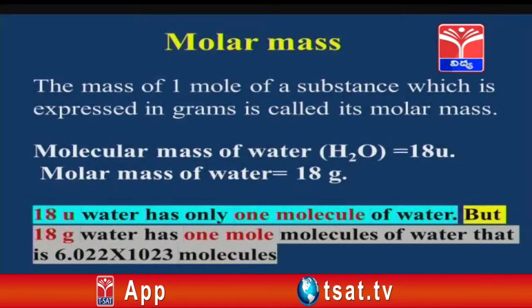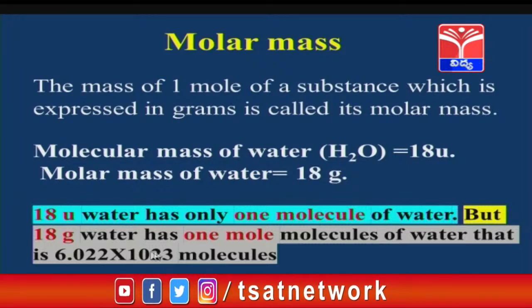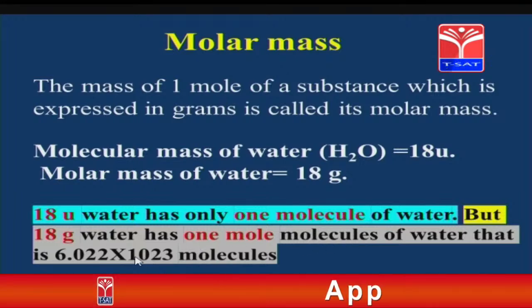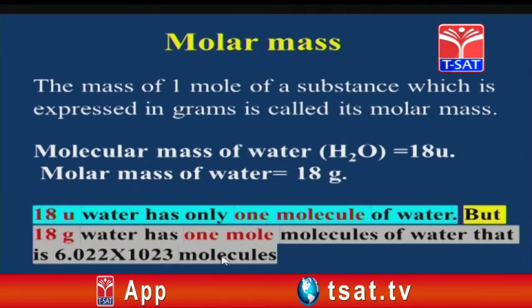So, 18 unified mass water has only 1 molecule of water, but 18 grams water has 1 mole of water, that is 6.022 into 10 to the power of 23 molecules. In this class we learned the atomicity, valency and how we can write the chemical formula, means formula of the chemical compounds, and molecular mass, molar mass, all these things we learned in this class.